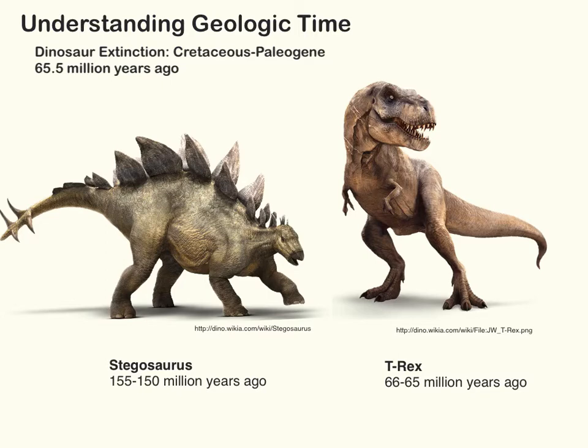In fact, the Stegosaurus on the left died about 90 million years before the T-Rex even walked the Earth. This difference is longer than the distance between the extinction of the dinosaurs themselves, so the T-Rex, and humans right now.